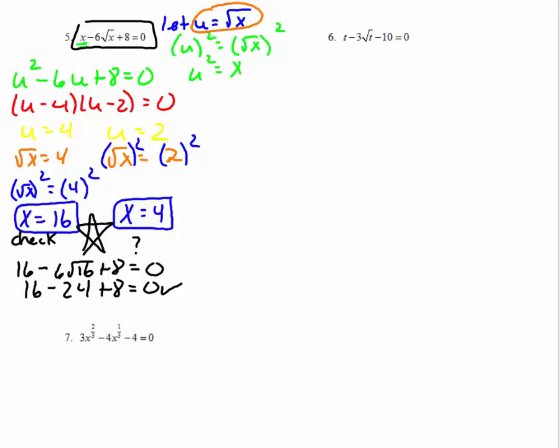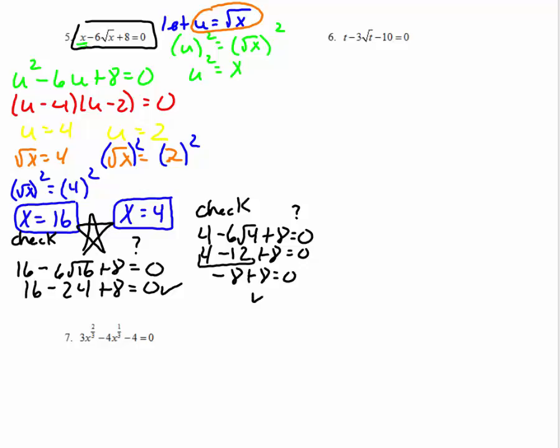But now let's check x equaling 4. So now when I check this one, I'm going to plug in a 4. So 4 minus 6 square root of 4 plus 8 equals 0. Well, square root of 4 is 2. 2 times 6 is 12. So I get 4 minus 12 plus 8. Does that equal 0? Yes, because 4 minus 12 is a -8, and -8 plus 8 is 0. So for this example, both answers worked.